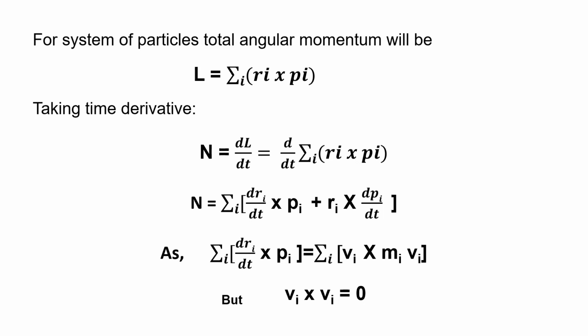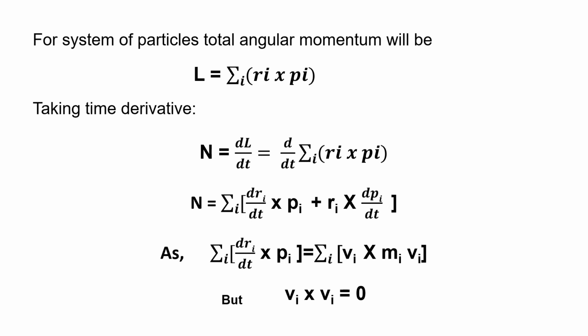So in the above equation, as previously worked out, we can write dri over dt will be equal to vi, and pi will be equal to mivi, and dpi over dt will be equal to force. So that term will become vi cross mivi. We know that the cross product between two same vectors is equal to 0, so vi cross vi is equal to 0. So from the above equation we can see that in the place of dri over dt cross pi, we can write summation over i of vi cross mivi, and that becomes 0.